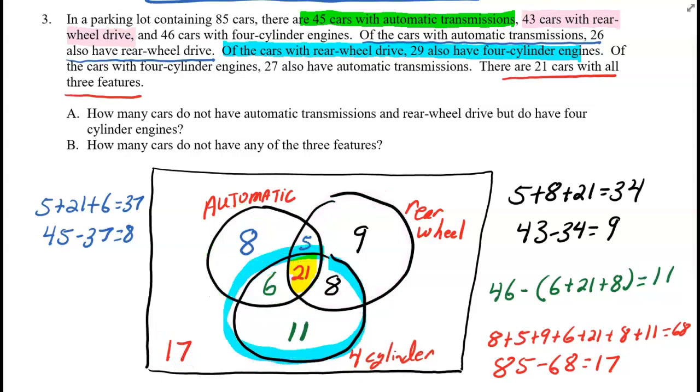Let's take a look at Part A. How many cars do not have automatic transmission and rear-wheel drive, but do have 4-cylinder engines? That's this highlighted number in pink that I'm highlighting. So the answer to Part A is 11. Those cars have 4 cylinders, but they do not have automatic or rear-wheel drive. In Part B, how many cars do not have any of the 3 features? That's the 17 that we discussed.